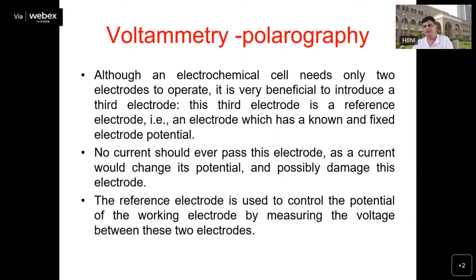Although an electrochemical cell needs only two electrodes to operate, it is very beneficial to introduce a third electrode, known as the reference electrode, which has a known and fixed electrode potential. No current should ever pass through this electrode, as a current would change its potential and possibly damage the electrode. The reference electrode is used to control the potential of the working electrode by measuring the voltage between these two electrodes.